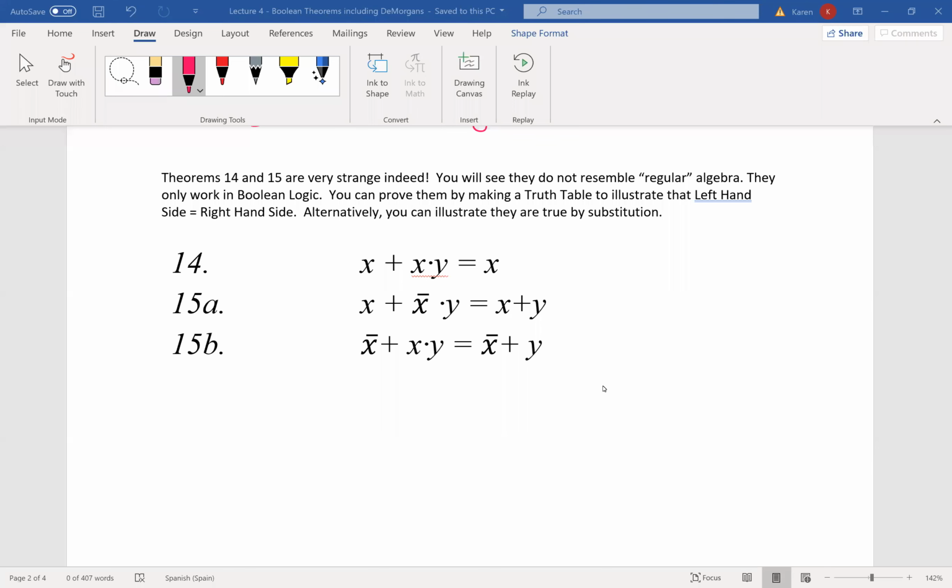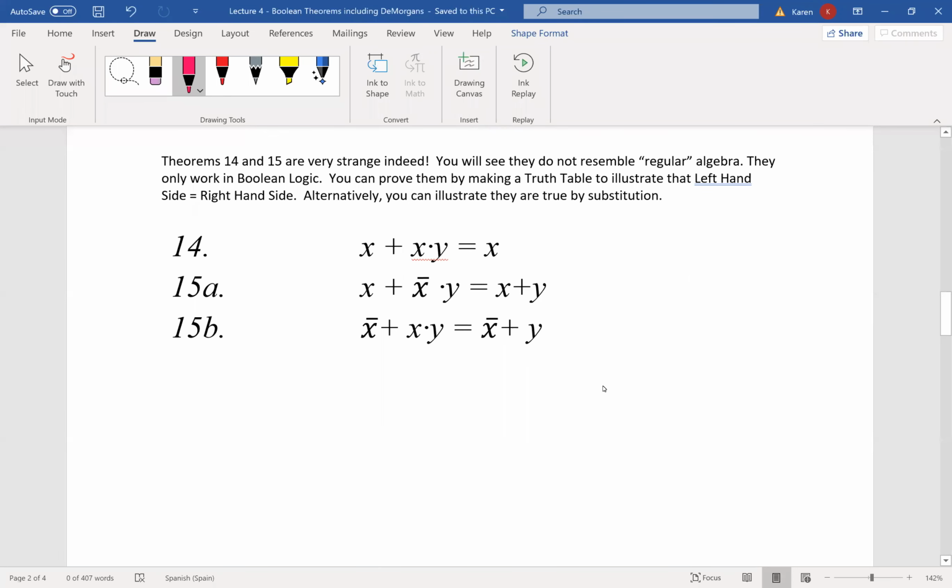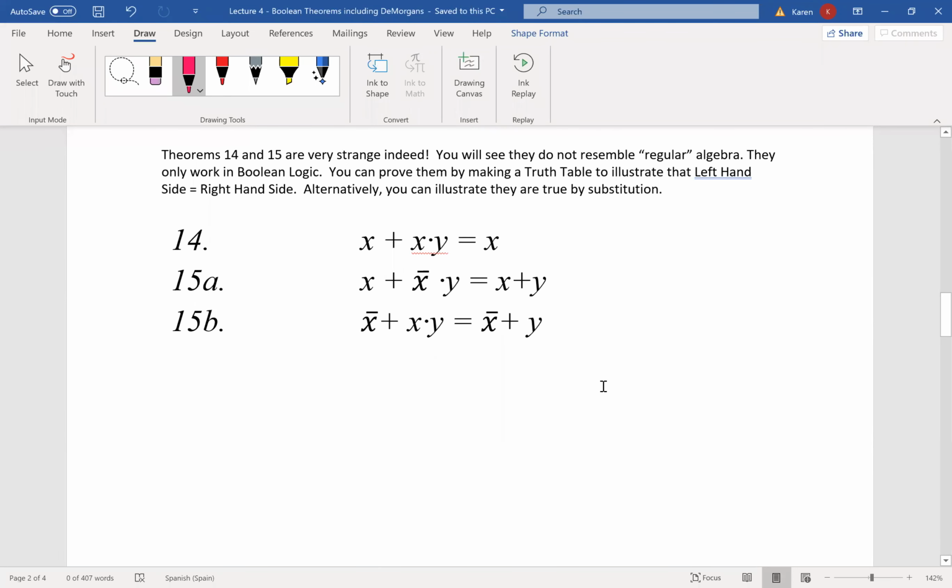Now, theorems 14 through 15 are a little bit strange. They do not resemble your regular algebra that you know of. You have to recognize the pattern and trust that they work. What I'd like you to do is take a look at each one and basically make a truth table for each one. So I'll do the first one with you.